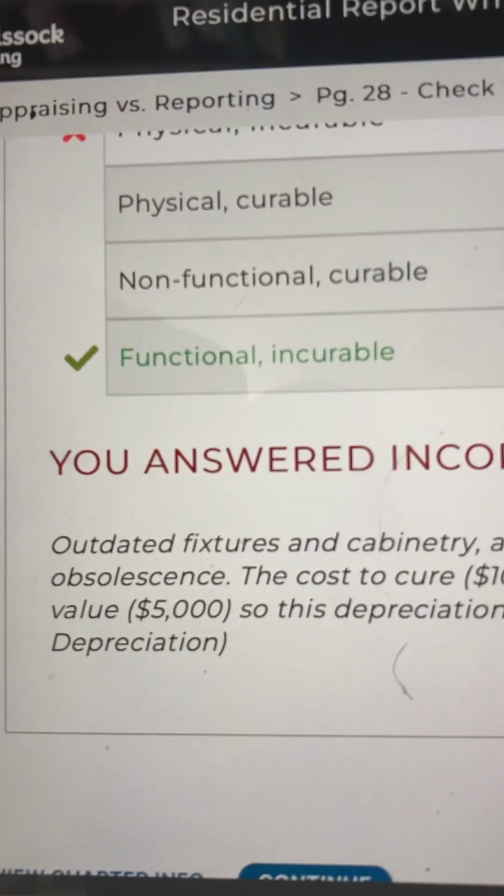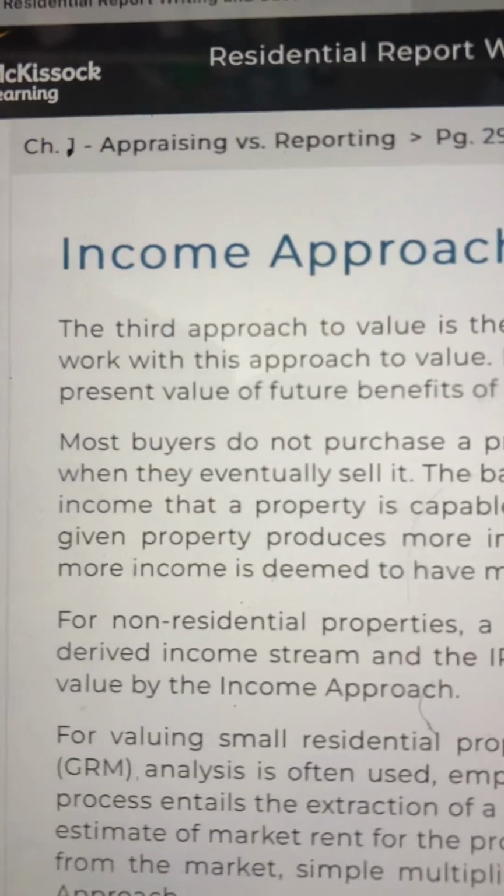So this depreciation is considered incurable. Chapter 1, Cost Approach Depreciation. Continue. And I'm going to end it right there.